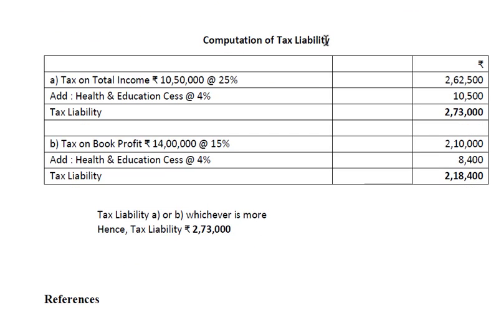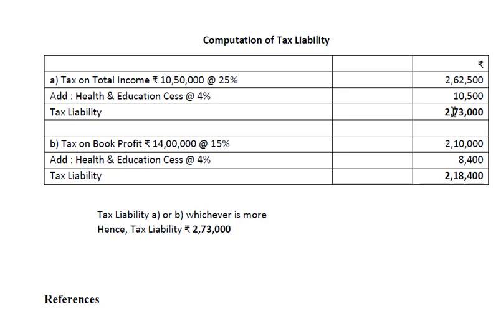Here we shall see computation of tax liability. Tax on total income at the rate of 25%, 2,62,500. On 2,62,500, health and education cess at the rate of 4% comes to 10,500. So normal tax liability is 2,73,000. Now tax on book profit on 14 lakh rupees at the rate of 15%, 2,10,000. On 2,10,000, 4% health and education cess comes to 8,400. So the tax liability, that is minimum alternate tax, is 2,18,400.